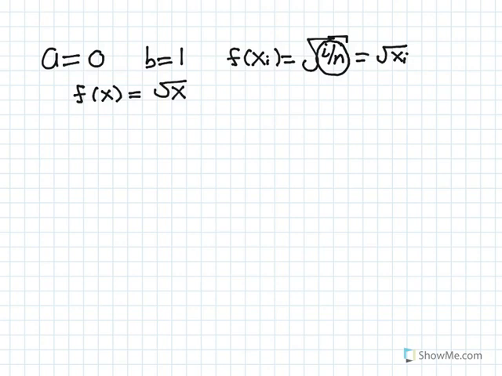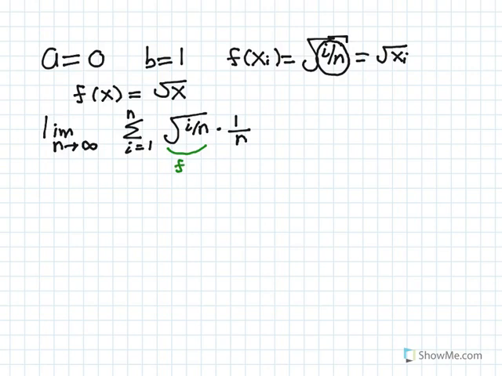All right, so let's turn the Riemann sum into a definite integral. Limit n goes to infinity, i goes from 1 to n, f of xi, that's root of i over n times 1 over n. This is f of xi. These are the functional values. 1 over n, that's delta x. That's equal to the integral from 0 to 1 root x dx.